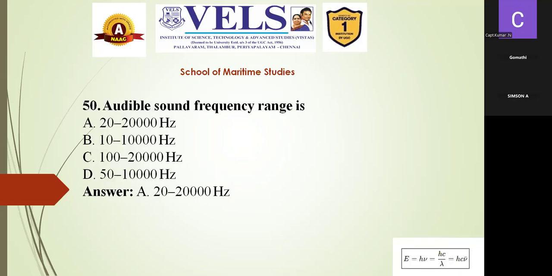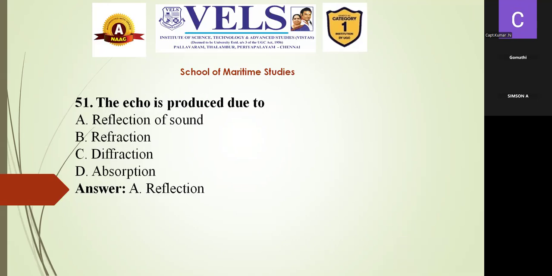Our audible sound frequency range is 20 Hz to 20,000 Hz. The echo is produced due to the reflection of sound. Radar works on the principle of echo waves. These echoes are produced due to the reflection of sound.